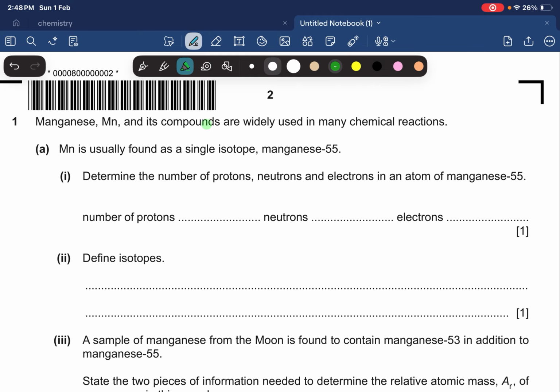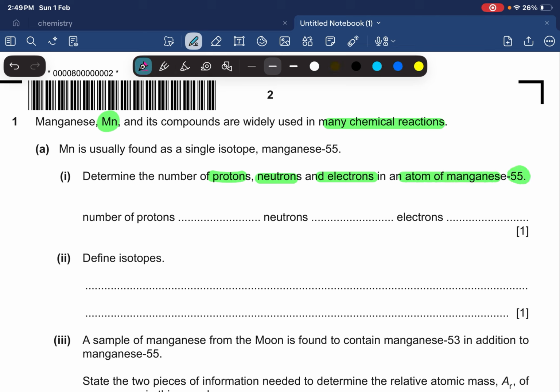Manganese, Mn, and its compounds are widely used in many chemical reactions. Okay, so we have Mn. Mn is usually found as a single isotope, which is manganese 55. Determine the number of protons, neutrons, and electrons in an atom of manganese 55.